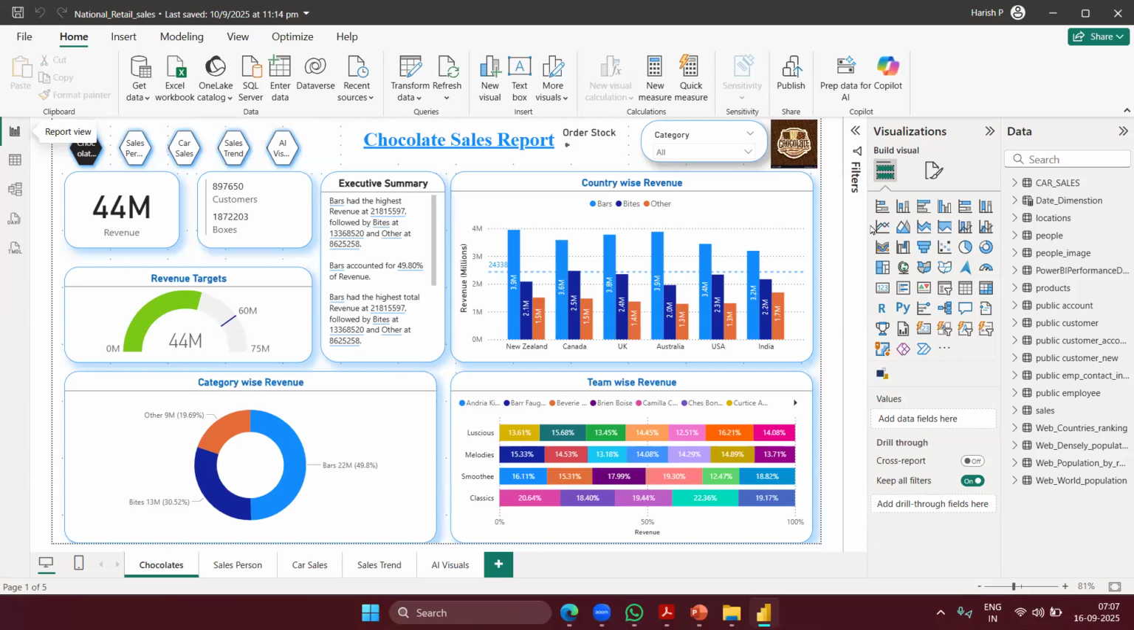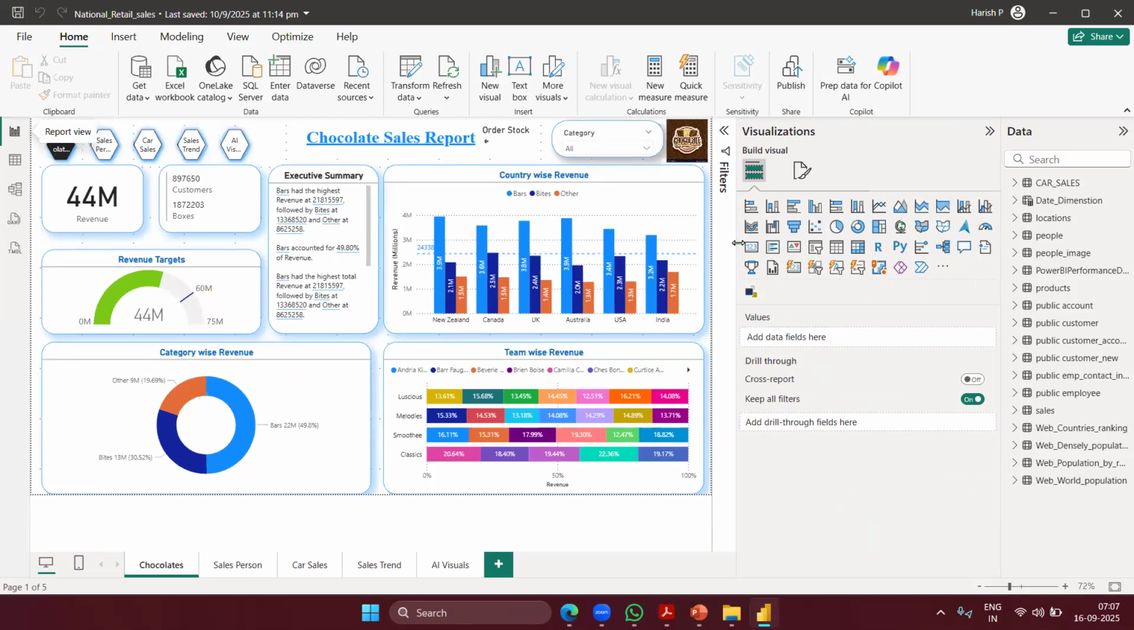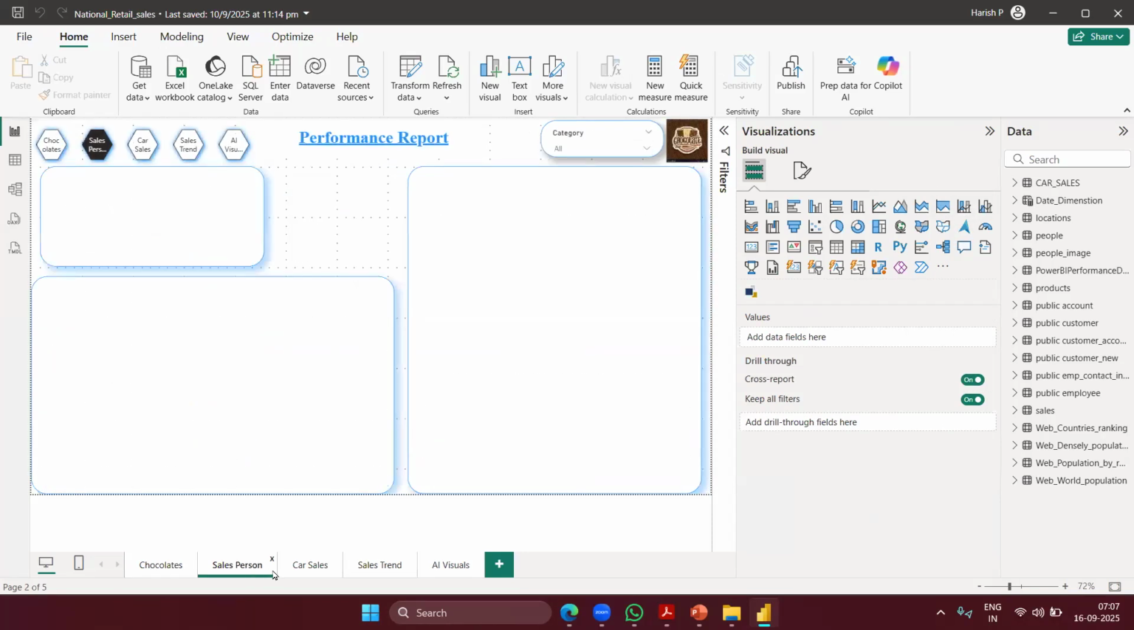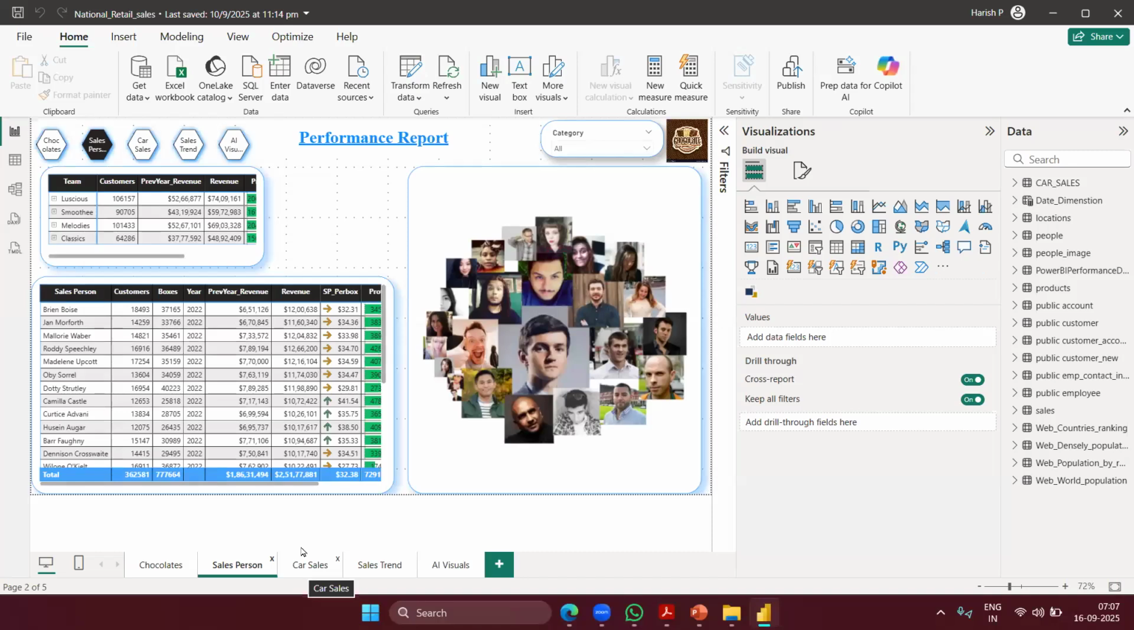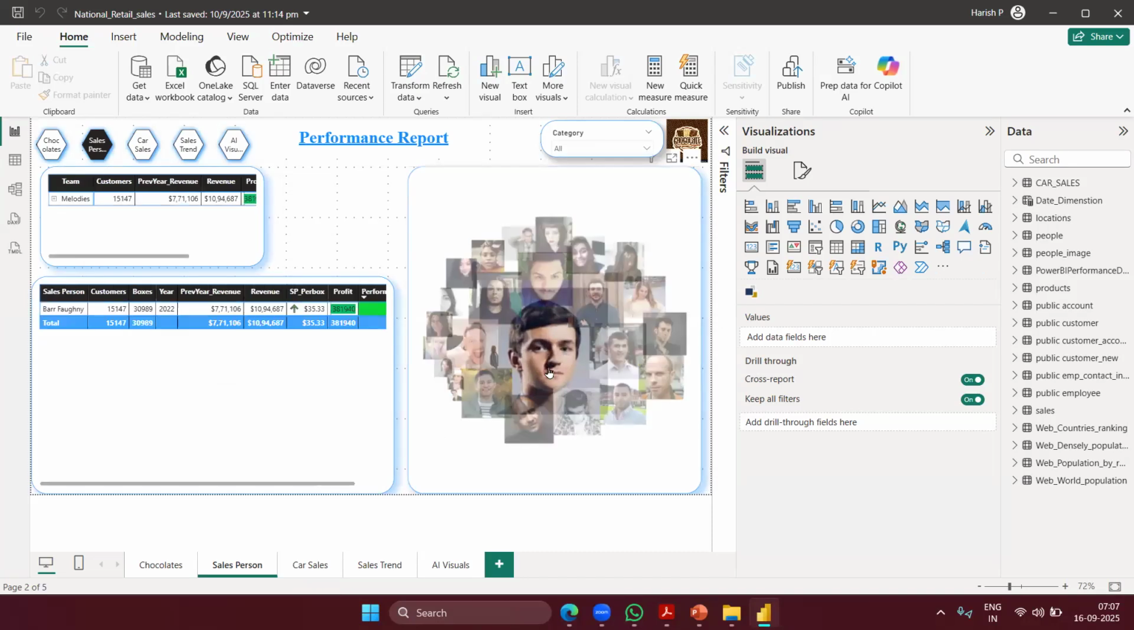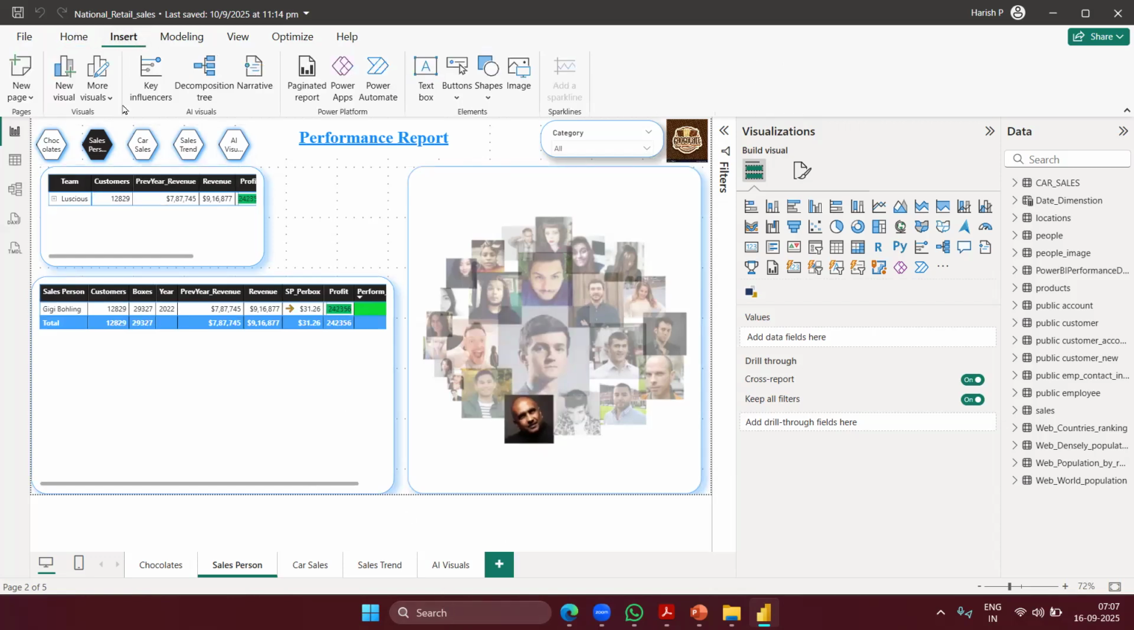So if you see here, these are the different visuals. In Microsoft Power BI, we are going to touch base on the majority of these visuals and present them, for example, if you want to know the analysis of this particular salesperson, we can see it. And at the same time, we are also going to learn about the AI visuals.